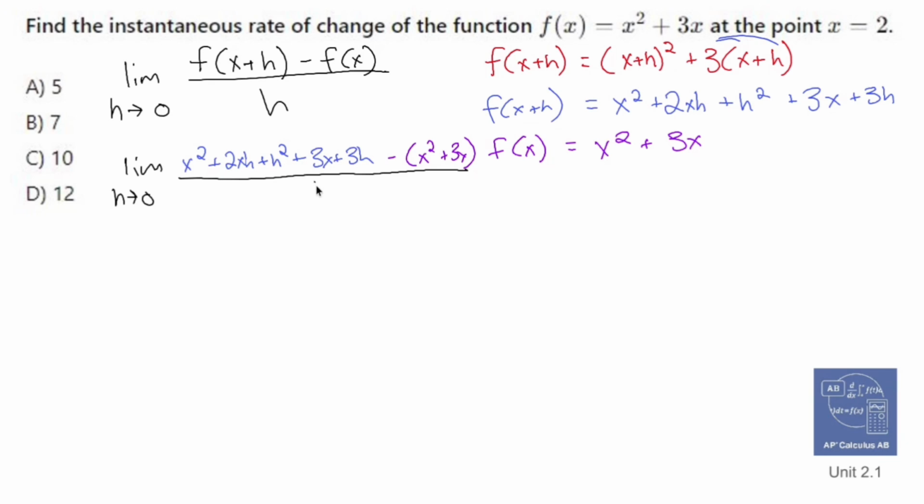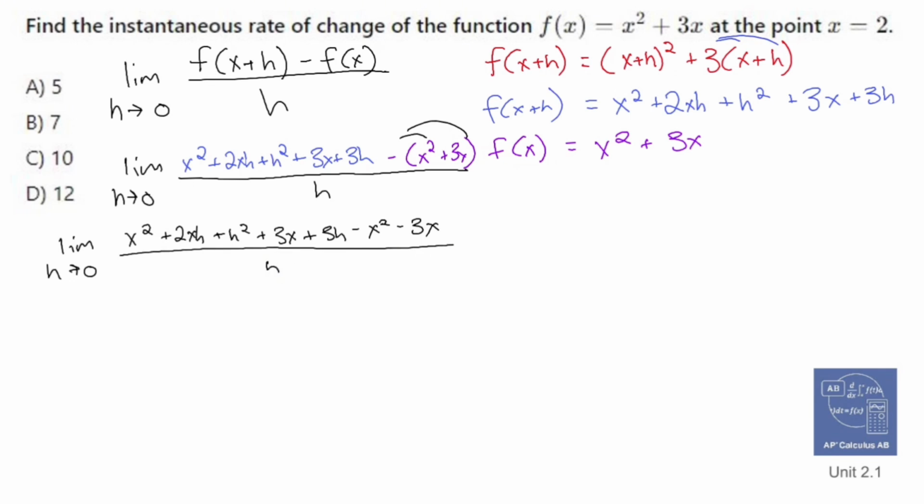Now, the scary part so far is the fact that I have the limit as h approaches 0 and h in the denominator, and if I were to plug in 0, I would get undefined. That's no good. So I need to hope that some magic happens, and magic will happen. If I distribute the negative, I get x squared plus 2xh plus h squared plus 3x plus 3h, so nothing's happened, minus x squared minus 3x all over h. Stuff will disappear. Okay, you disappear, and you disappear.